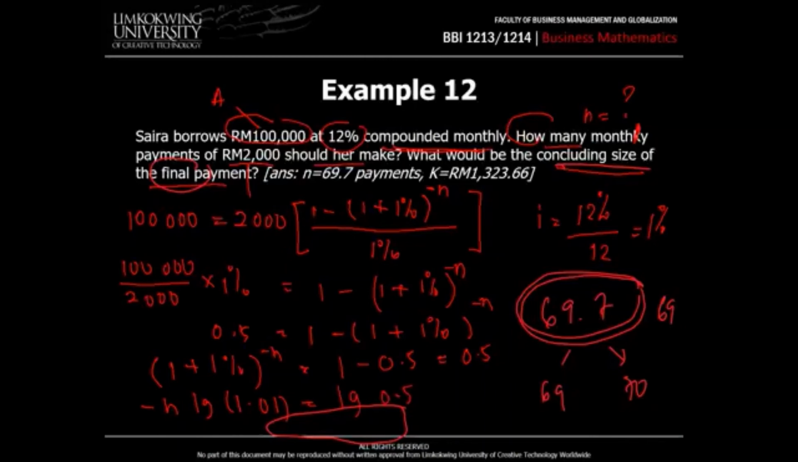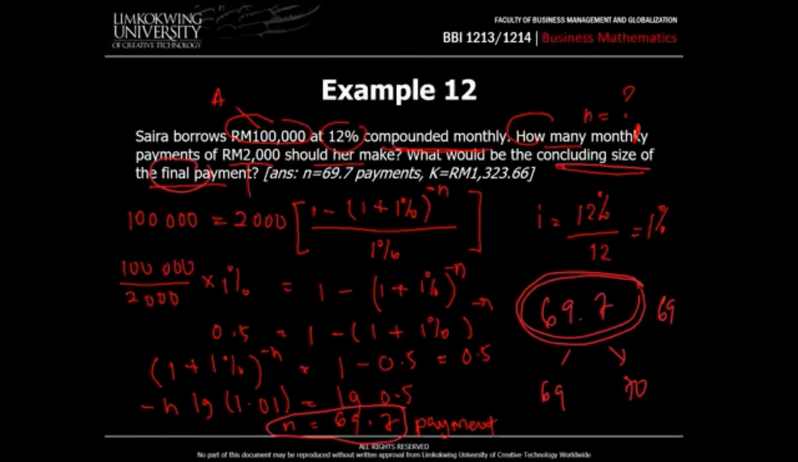Okay, then to get n, this one is negative n, so bring n to this side. So log 1.01 divided by log 0.5. What is the answer? 69.7. Yes, so n equal to 69.7 payments that she needs to make.